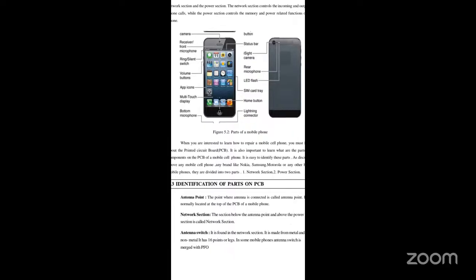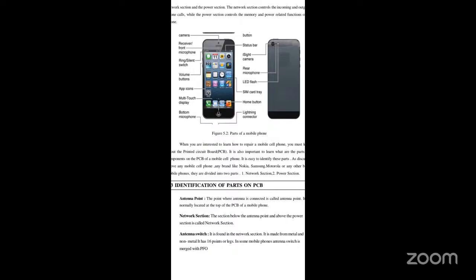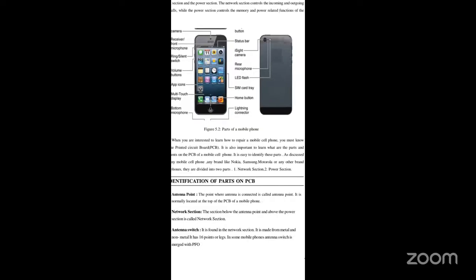Antenna point, the point where the antenna is connected, is normally located at the top of the PCB of the mobile phone. Network section, the section below the antenna point and above the power section. Antenna switch is found in the network section. It is made from metal and non-metal. It has 16 points or legs. In some mobile phones, the antenna switch is merged with the PFO.